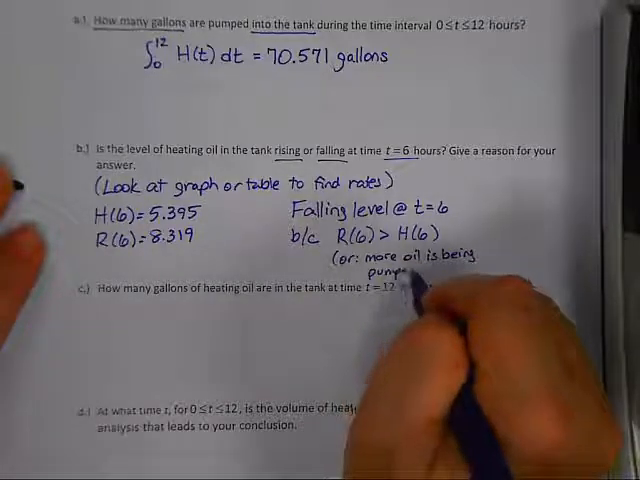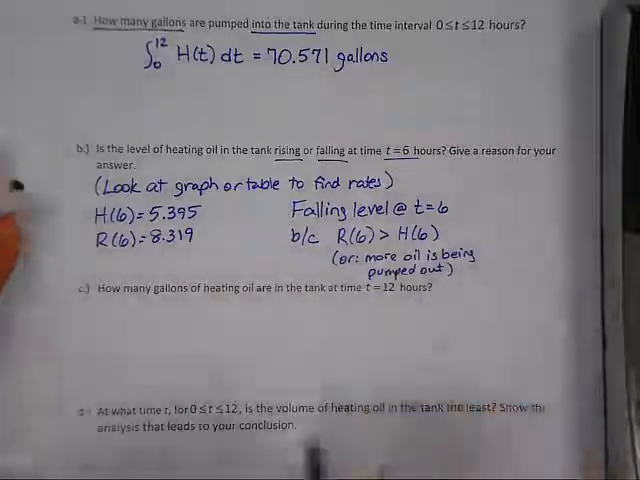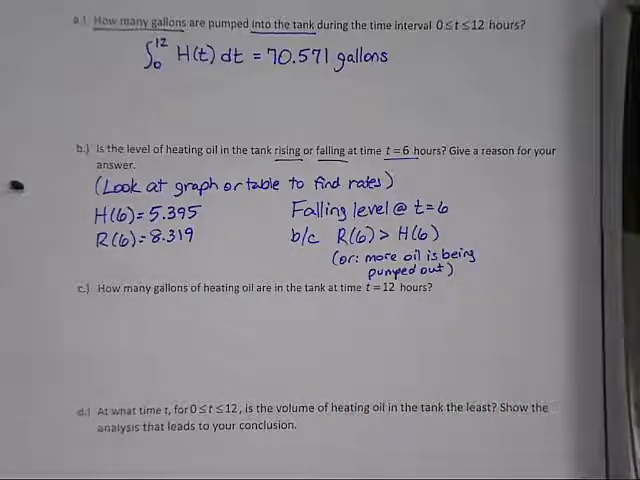So how did you find it on the graph when you looked at it? I just push the trace key and push 6. Okay? Any questions?